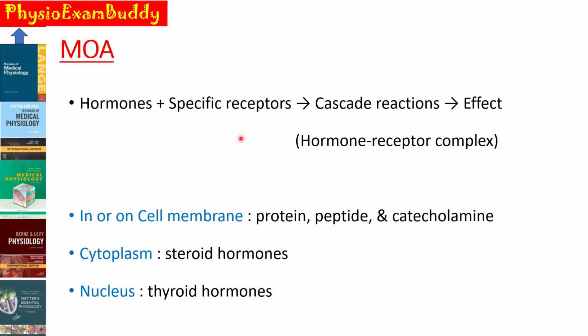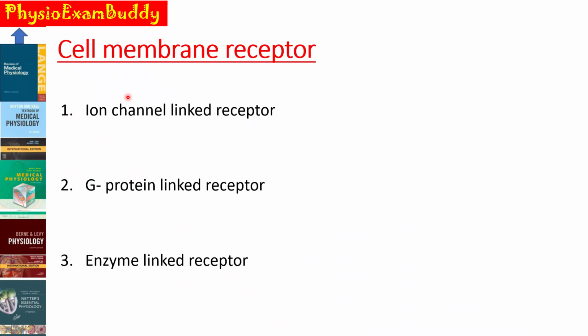The specific receptors vary according to the classification of hormones. In the first class, basically the protein and polypeptide hormones, as well as in the case of catecholamines, the specific receptors are located in or on the cell membrane. Whereas for the steroid hormones, the receptors are mainly located in the cytoplasm, and for the thyroid hormones, the receptors will be present in the nucleus.